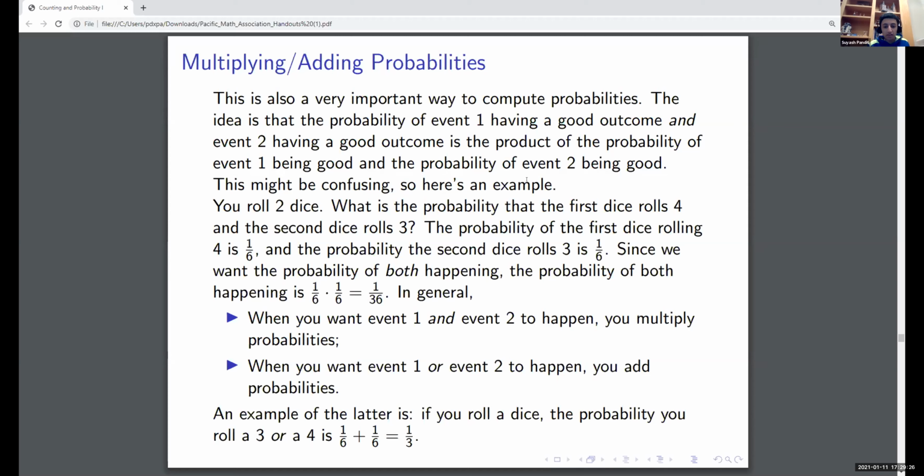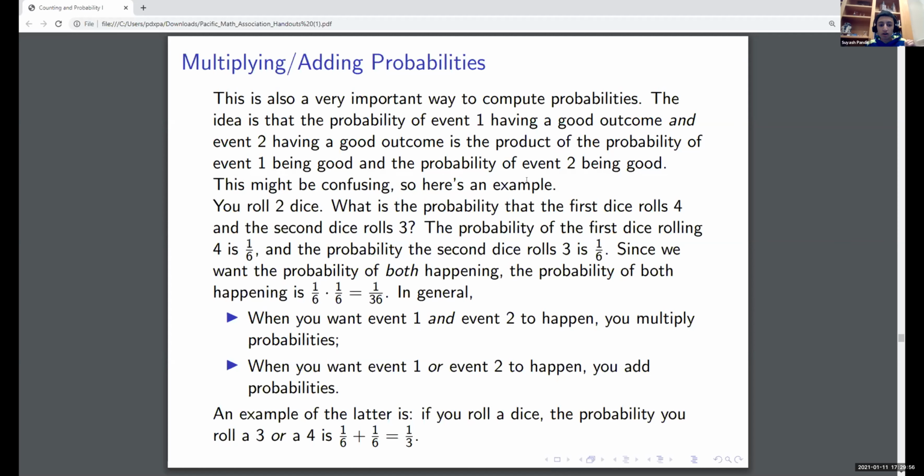Now, this is kind of confusing how this is written. For event 1 and event 2 to happen, you multiply the probabilities. When you want event 1 or event 2 to happen, well, that's kind of confusing. What is true is if you roll 1 die, then the probability of getting a 3 or a 4 is 1/6 plus 1/6, which is 1/3. That's because they can't happen concurrently. If they can't both happen at the same time, then you can just add them.